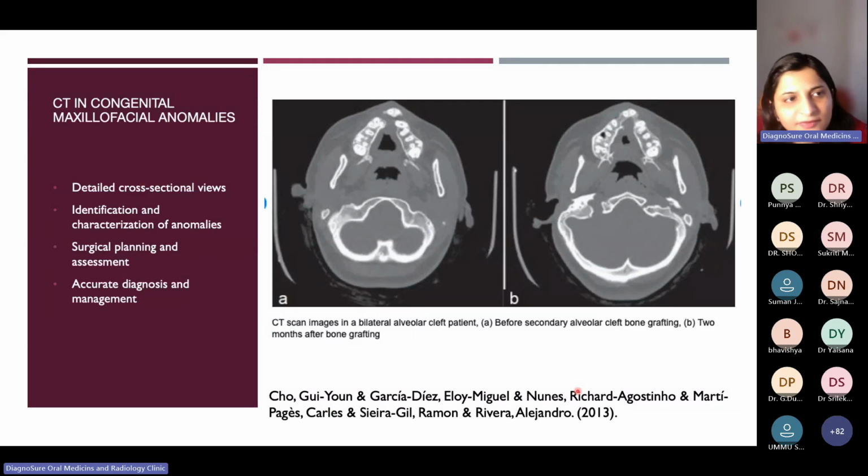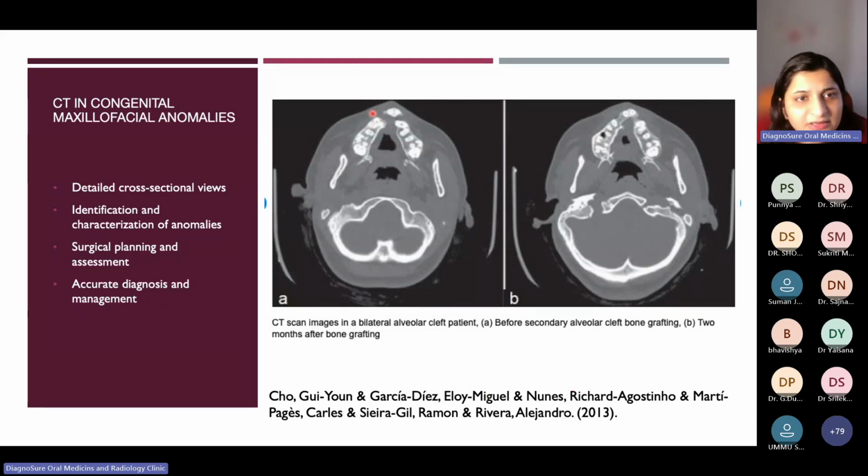CT is also used for diagnosing congenital maxillofacial anomalies. Because of its ability to provide detailed cross-sectional views of complex anatomy, CT helps in identifying and characterizing anomalies such as cleft lip, cleft palate, craniosynostosis, and other skeletal deformities. CT's precision assists in planning surgical intervention, assessing the extent of anomalies, and guiding treatment strategies. Its detailed imaging supports accurate diagnosis and effective management of these conditions.